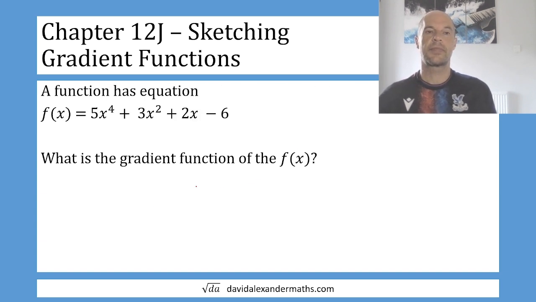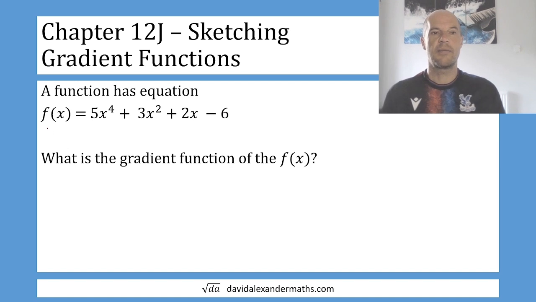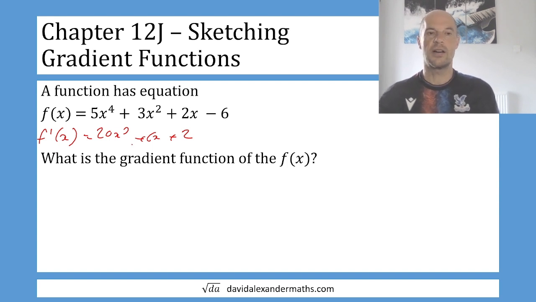Okay, so a function's got equation, and this is a quartic. Again, the gradient function is going to be the derivative of that. So that's just 20x cubed plus 6x plus 2. This is going to be very difficult to sketch, but we've not been asked to do a sketch here, just work out the gradient function. So remember, the gradient function is the derivative of the original function.